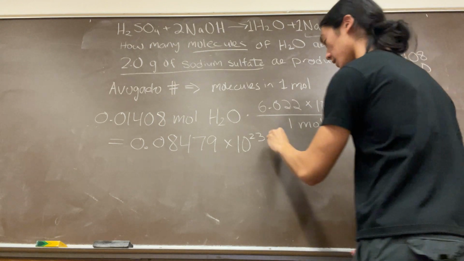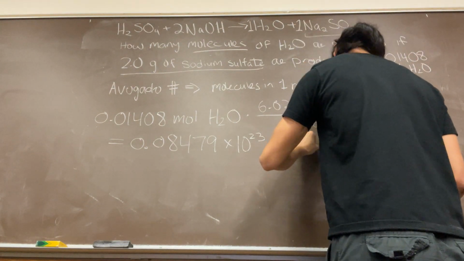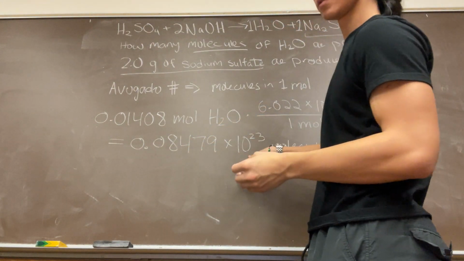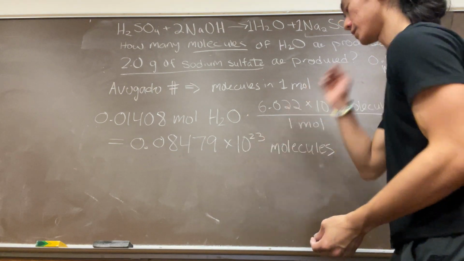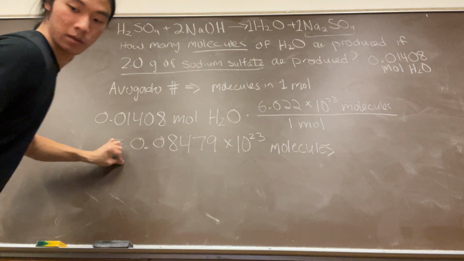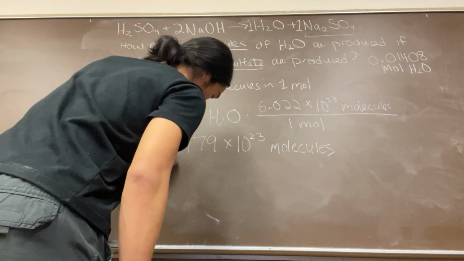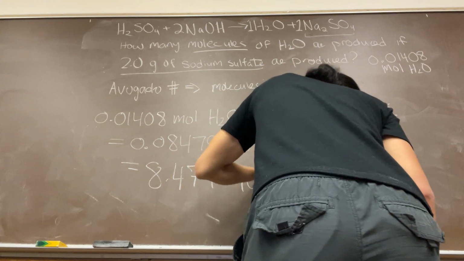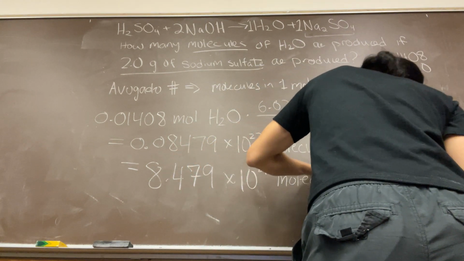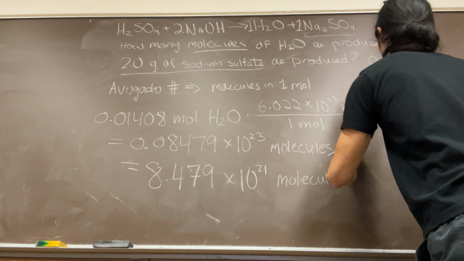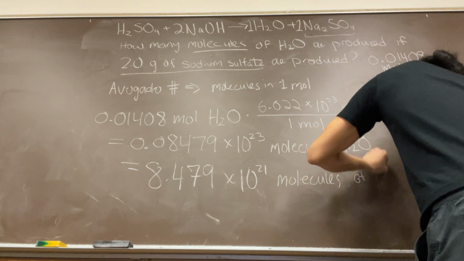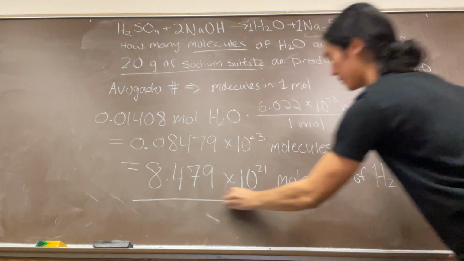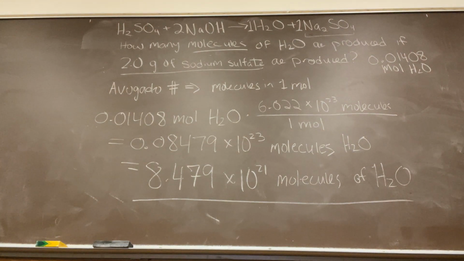But I think you've probably learned scientific notation before, and they want you to have something in your ones place. So we can shift this to the left by increasing this one, decreasing this by 100. Multiply this by 100, divide this by 100 to make it equal, and we will get 8.479 times 10 to the 21 molecules. Ooh, I made a mistake. I need to write that down. Which is water, H2O. And that is our final answer. All right.